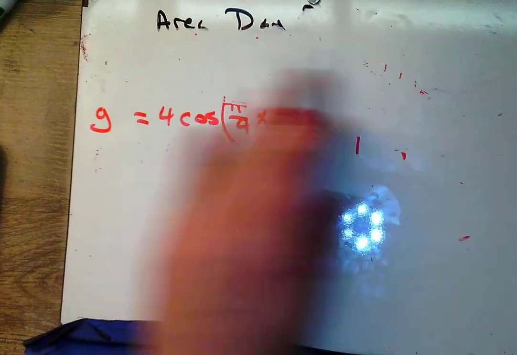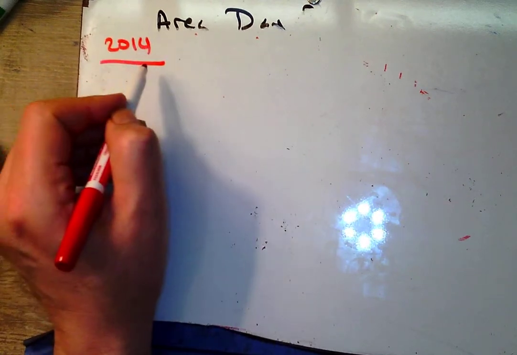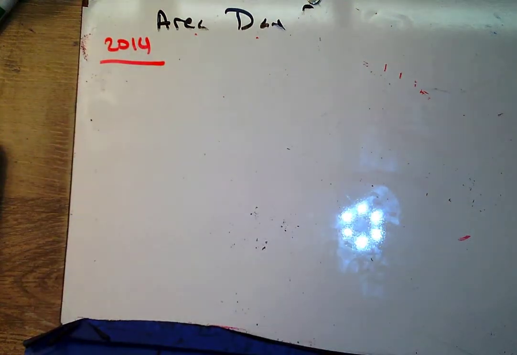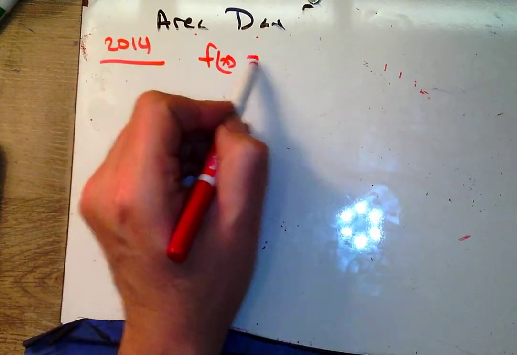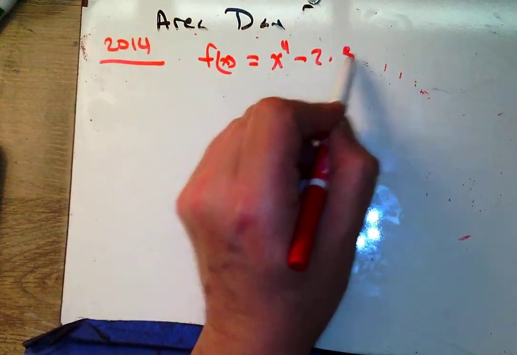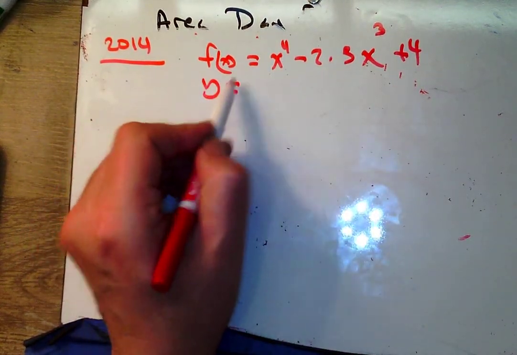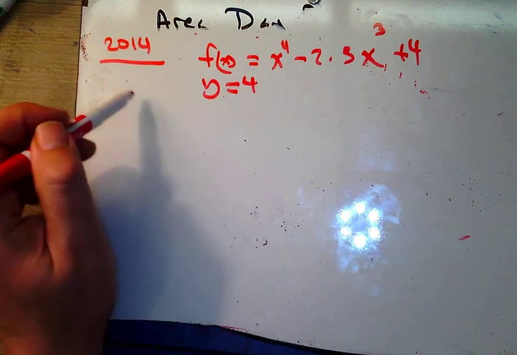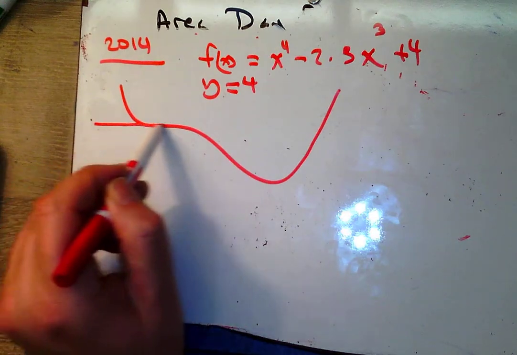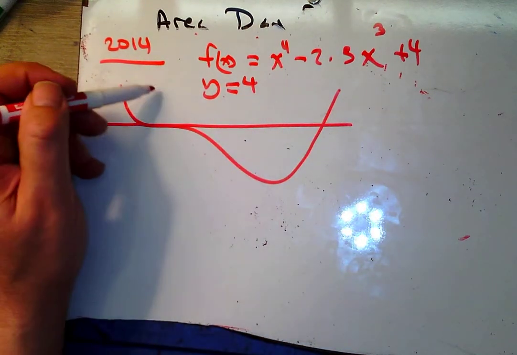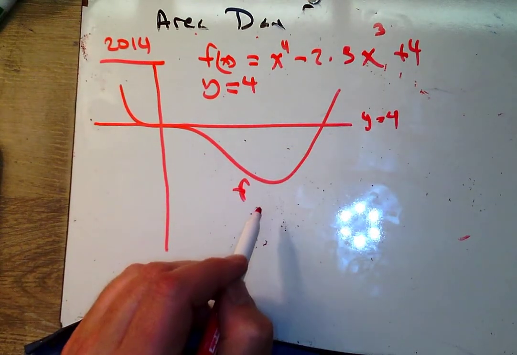Okay. Third problem here. This is from 2014. This says also with calculator. We've got f of x equals x to the fourth minus 2.3x to the third plus 4. Ooh, and the horizontal line y equals 4. Okay, so that graph kind of looks something like this. And that. And that. This is the line y equals 4. This is f of x.